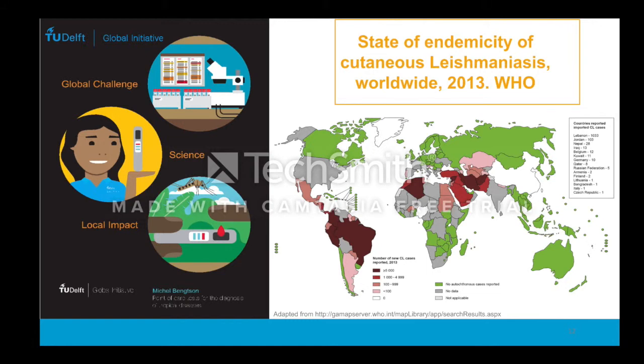This is the current state of cutaneous leishmania that was published by the WHO, and it shows the number of new cases of cutaneous leishmania that were reported in the year 2013. And as you can see, South America, Northern Africa, and then Southeast Asia are the most heavily burdened. But for many regions, the information is just not available. And this could possibly be due to a lack of diagnostics that's in the field.